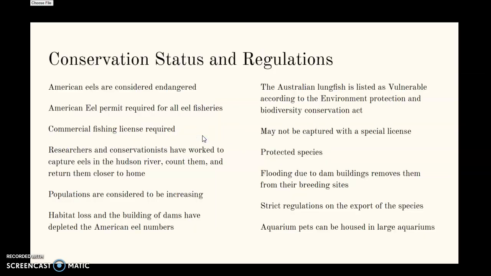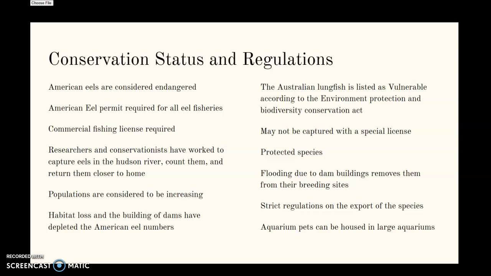All right, so conservation status and regulations. The American eels were actually in 2012 considered to be endangered by the IUCN. And there is a permit required for all eel fisheries if they are going to harvest or capture any of these American eels, as well as a commercial fishing license.